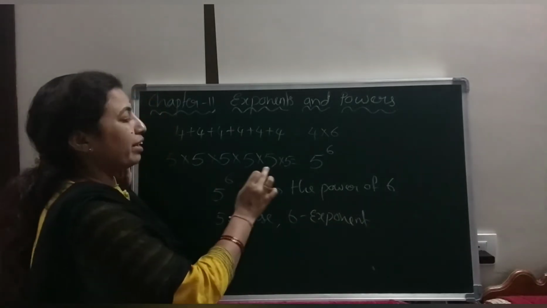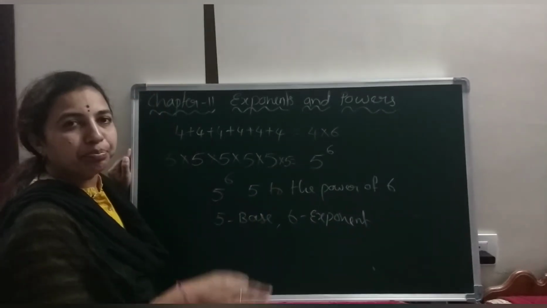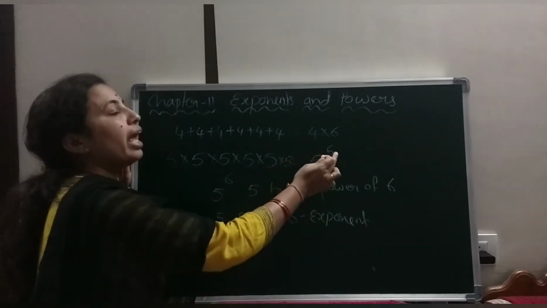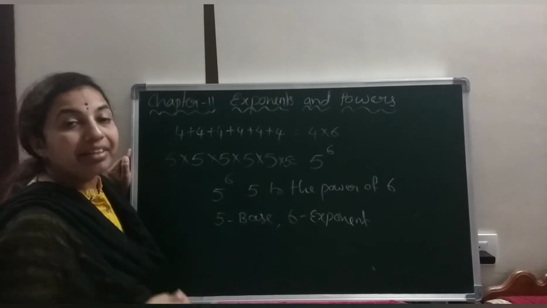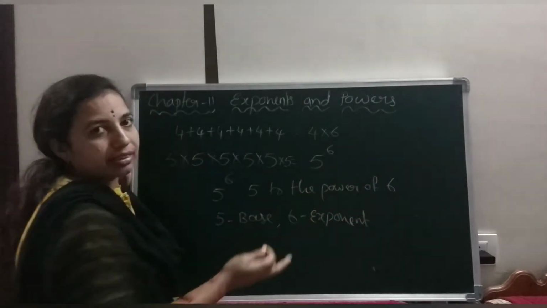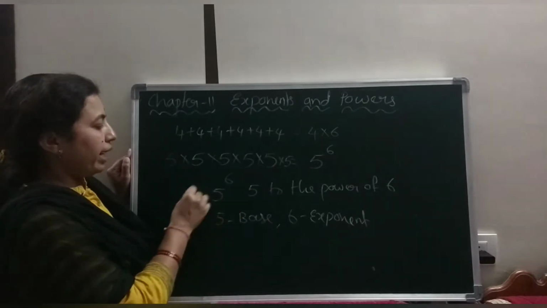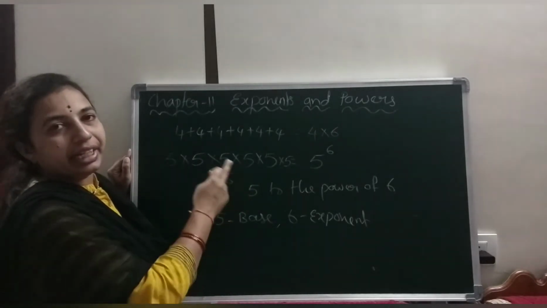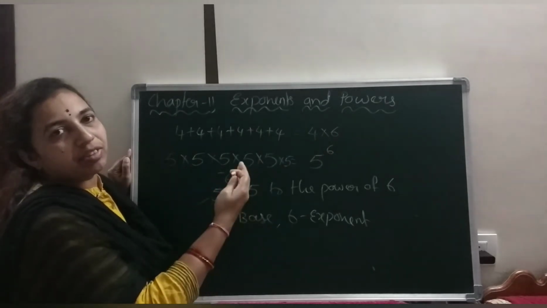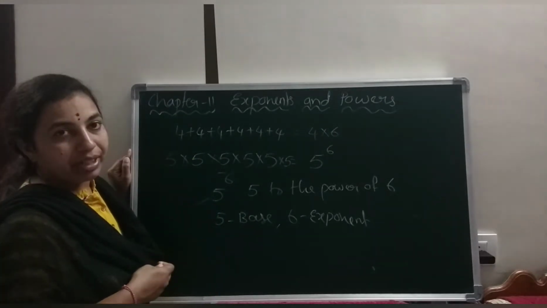The number which is repeatedly multiplied we consider as base. How many times it is multiplied is considered as exponent. And we read it as 5 to the power of 6. Individually, this is base, this is exponent. But while reading these two combinedly, we will read it as 5 to the power of 6.